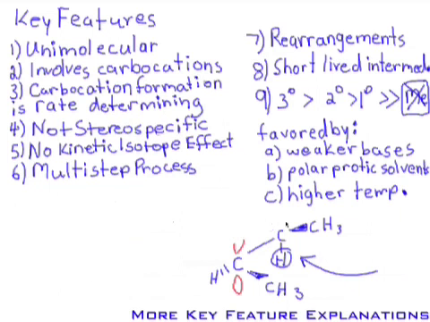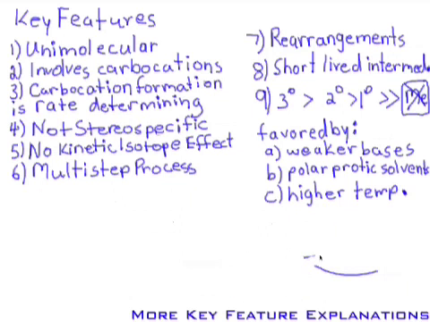Key feature number 6, it's a multi-step process. Well, that's pretty obvious. We had steps 1, 2, and 3: ionization, rearrangement, and base attack. Key feature number 7, rearrangements. We've discussed that. This has to do with the stability of the carbocation. And if the carbocation can rearrange and get to lower energy before it's attacked, it will do so. This is often referred to as 1-2 shifting of groups. And we looked at several examples of this in the SN1 Scribblecast, so please refer back to the SN1. Key feature number 8, short-lived intermediates are involved here.